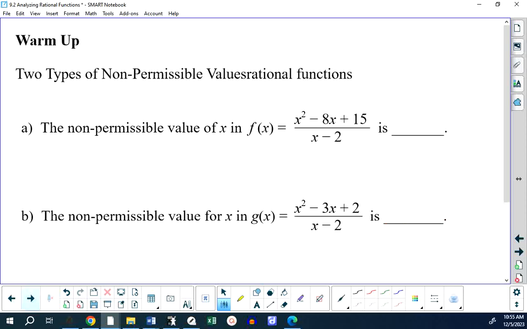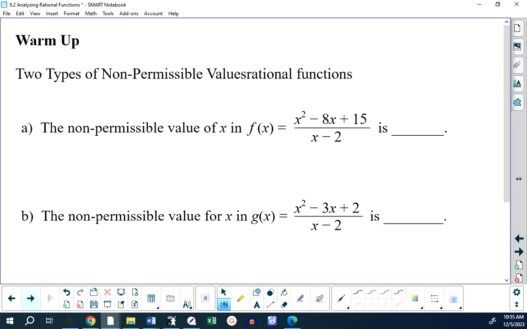2 types of non-permissible values. So I have a function, and I redesigned this lesson and most of this unit. So please, if you see that something I have up here is different than what's in your handout, you need to let me know. I double-checked, and sometimes I need to triple-check, but I double-checked. So the non-permissible value of x in f of x is what? This is not a trick question. What value of x are you not allowed to use in that function?